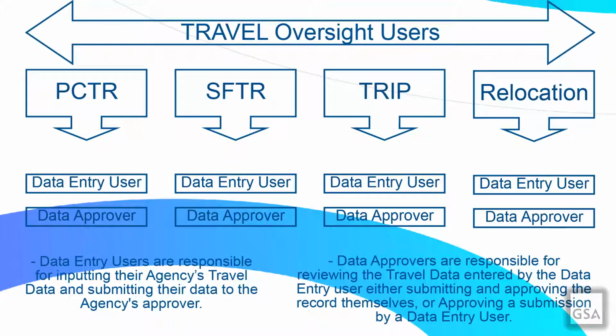There is also the travel oversight users, who are the travel program managers and/or administrators allowed to see all data from all agencies entered into the system. Oversight users can add, modify, and approve or reject all data in the system.